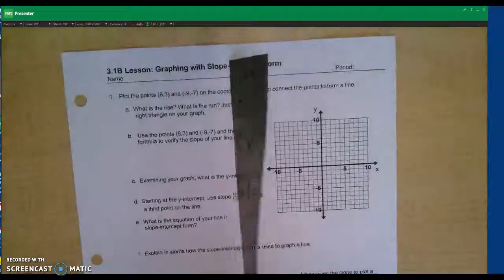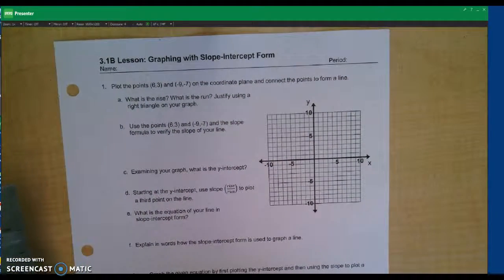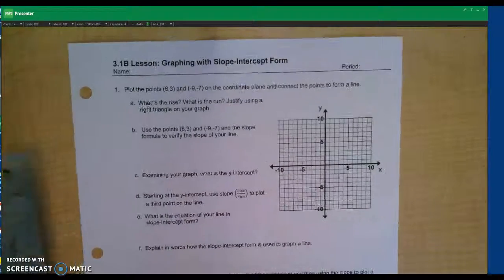So the lesson 3.1b, you guys are going to need one of these, except yours is made of wood and not as old and used as this one. So please have a ruler ready for your lesson. If you need to press pause to get it, do so now.